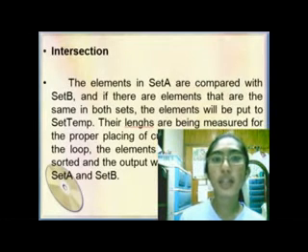Intersection. The elements in set A are compared with set B, and if there are elements that are the same in both sets, those elements will be put to set temp. Their lengths are being measured for the proper placing of curly braces. Then after the loop, the elements in set temp are sorted and the output will be the intersection of set A and set B.